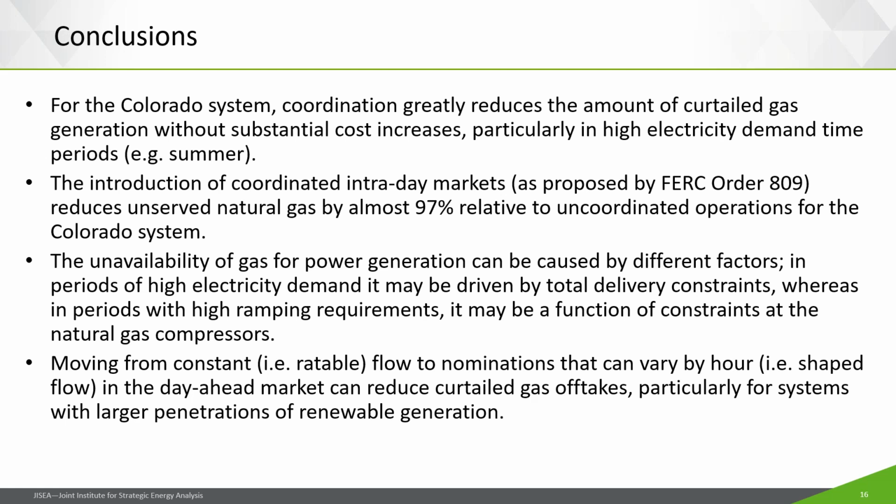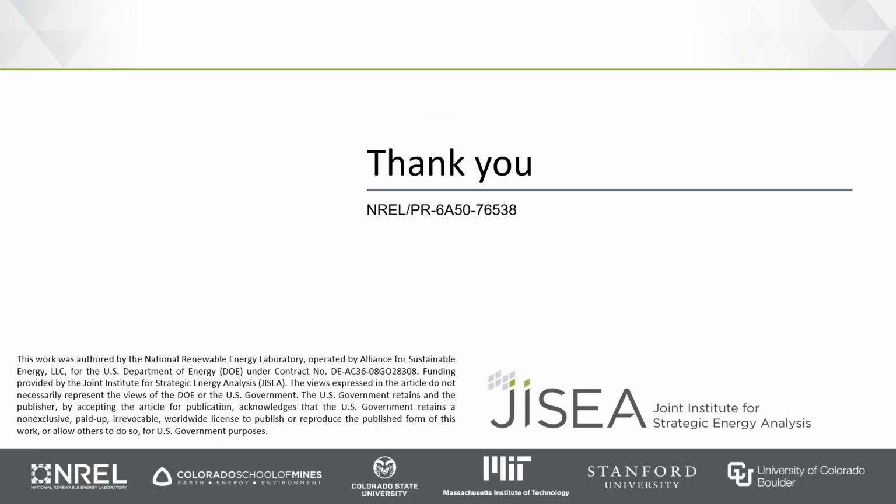There are ways that we can deal with this in the natural gas system, whether that's through line pack or through compressors. However, we need to be able to share information across those more accurately in order to take the best actions. Finally, moving from constant daily flow, so ratable flow, to hourly nominations or shaped flow can also play a great part in reducing the curtailed gas offtakes, particularly when we're looking at increased penetrations of renewable generation. So with that, I'd like to thank you very much, and I'd be happy to answer any questions.